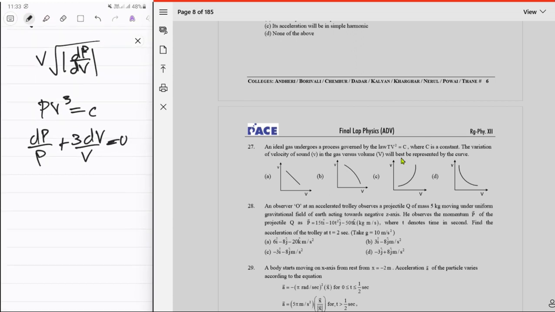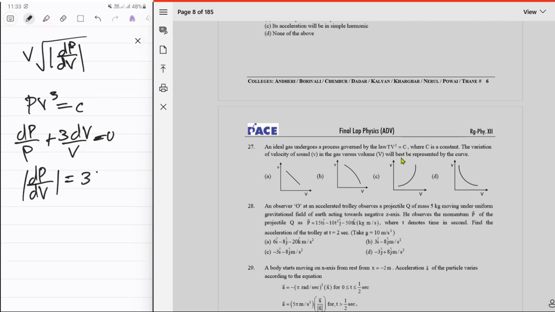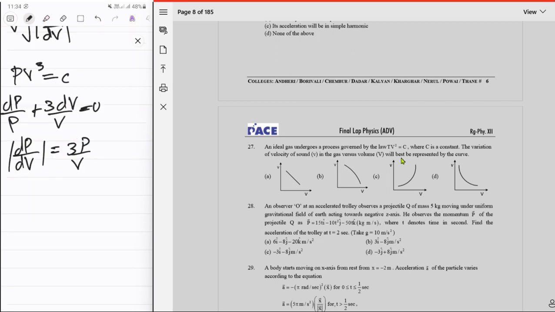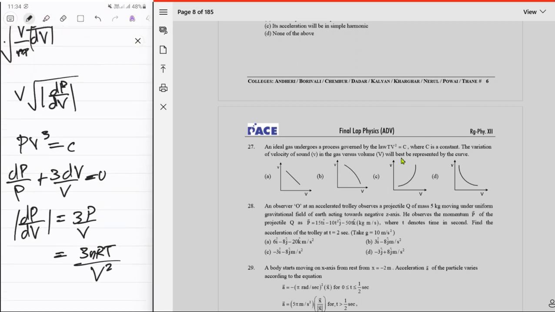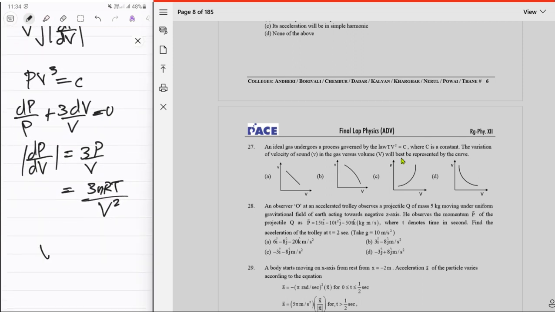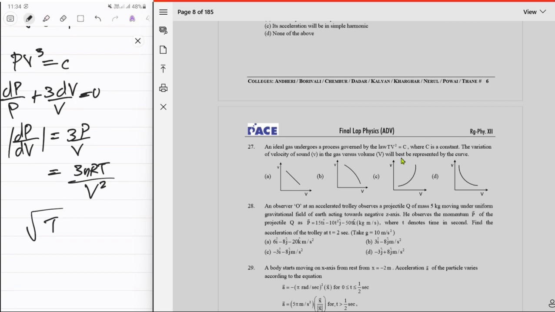So, dp upon dv, its magnitude is just 3p upon v. Put that here, and also we don't want p really, so use nRT for p, put nRT upon v. In this case it is just 3nRT upon v squared, right? So it's the square root of temperature that comes in, that's all and nothing else. So as volume changes, it does not actually change, in fact.